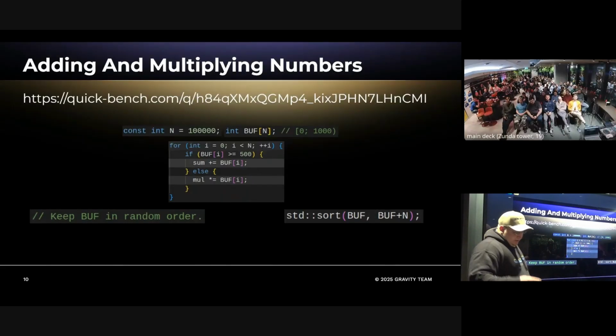And the two things we're going to be doing is keeping the buffer in the random order, so each integer has the potential to be of any value, or before we do the benchmark, this is not part of the benchmark itself, we sort the buffer. Second one is going to be faster, because? Because of branch prediction. Branch prediction, exactly.